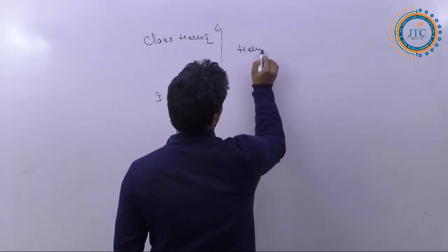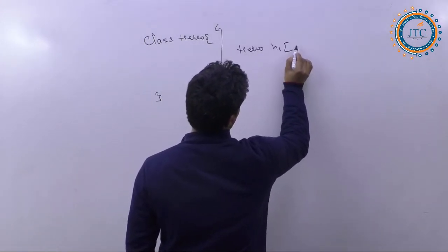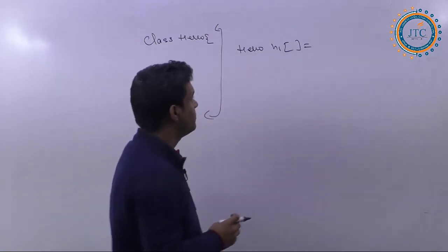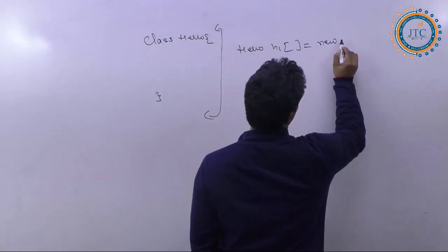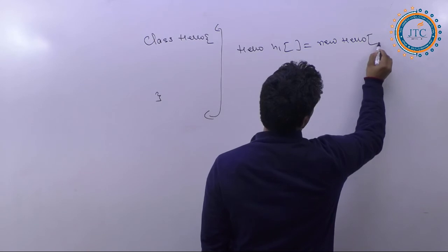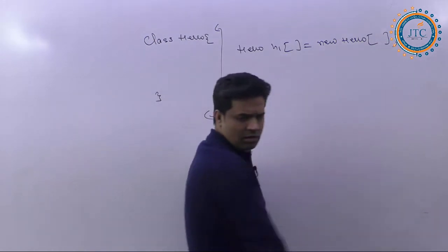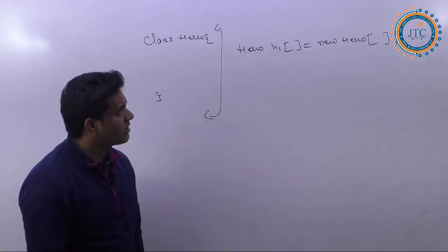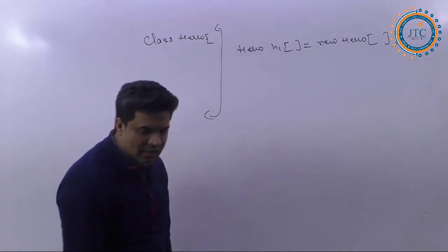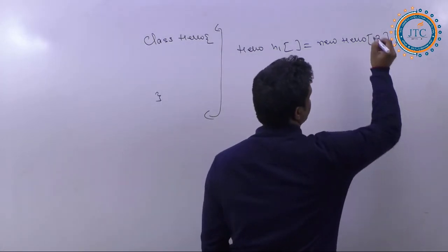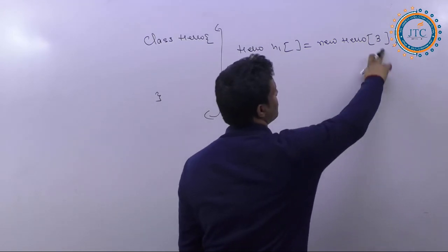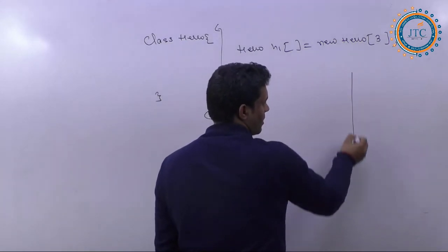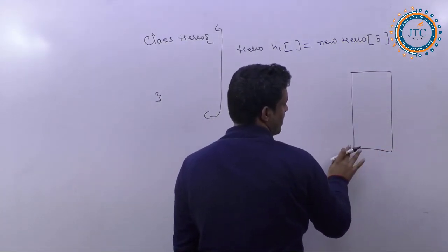See here, I am writing Hello of h1 is equal to new of Hello, and see this is the array. I hope you are able to see it, it is visible to you all. So h1 of that new Hello I am writing, and in this let's say I am writing the 3. Something called 3 I am writing inside this.